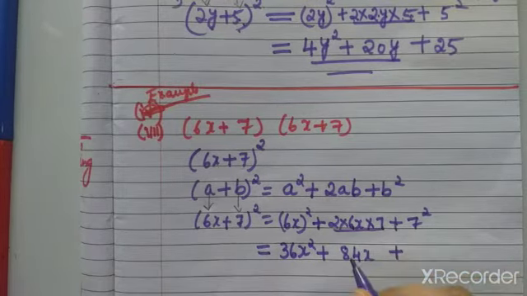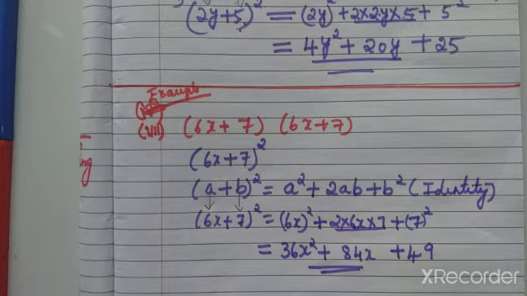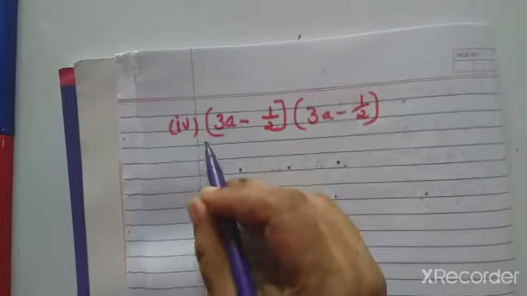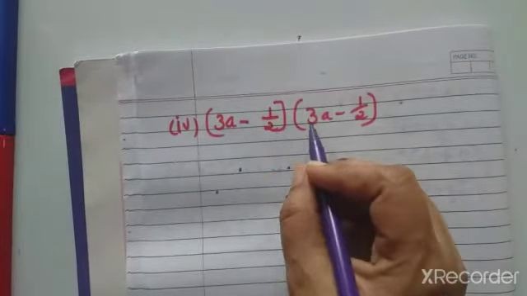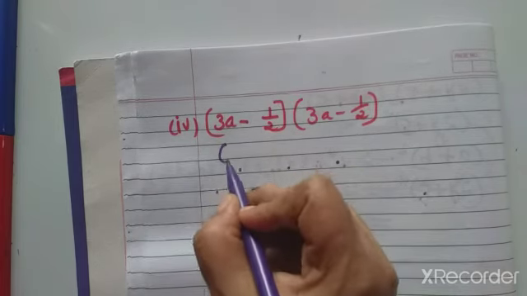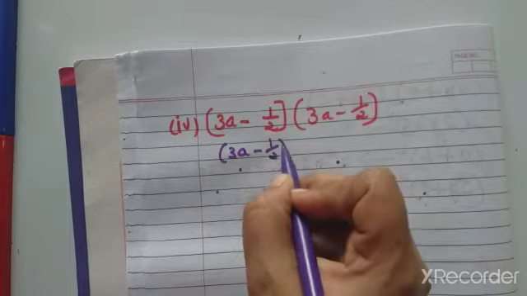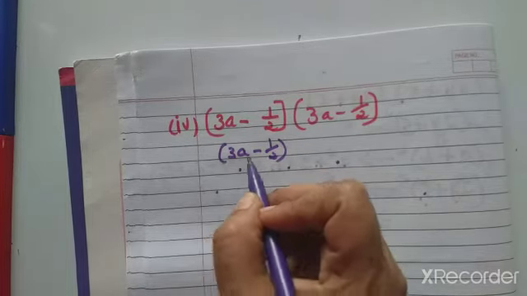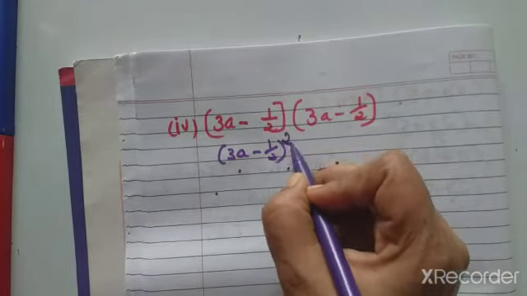This is an example sum. Fourth question: 3a minus 1 by 2 into 3a minus 1 by 2, we have to multiply. So same numbers, same symbol, same numbers, fraction also. So it looks like a minus b whole square. Instead of writing two times, we can write one time, 3a minus 1 by 2 whole square, because same number, same symbol. Okay, now this one looks like a minus b whole square. First term is a, second term is b.